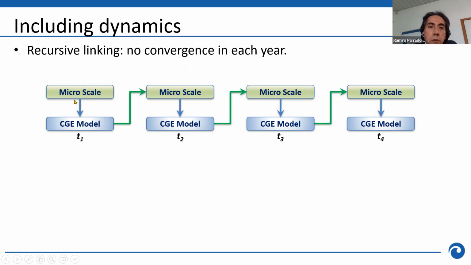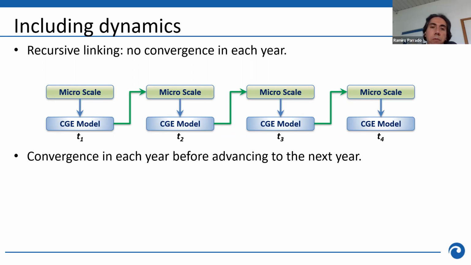And then we will provide information to the CG model in the first time period. In the next time period, the micro scale ensemble of models would use the information from the previous year from the CG model in order to start again one directional link. And that's what we are calling it for now, a recursive linking.